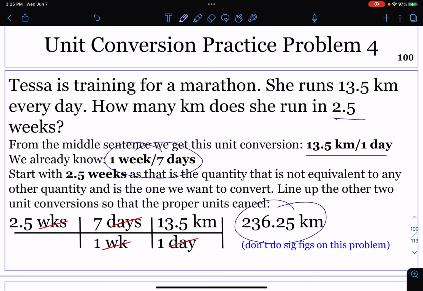Don't worry about the significant figures for this one because we don't have any measured numbers in this problem. Like I said before, we have exact numbers or counted numbers. The 2.5 weeks is an exact amount, and then we have a couple of unit conversions, and neither of those should ever be considered for significant figures at the end of the problem. So we're not going to round this at all, and that's perfectly acceptable.